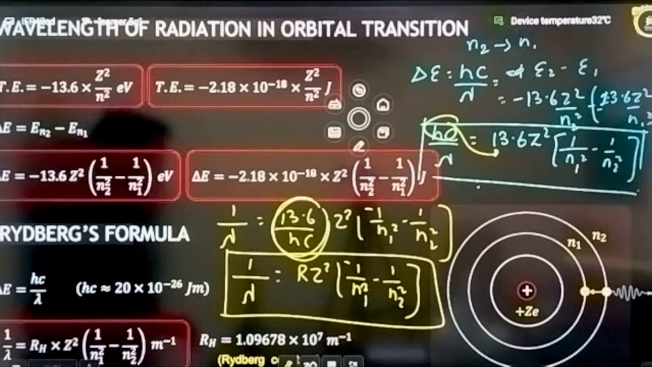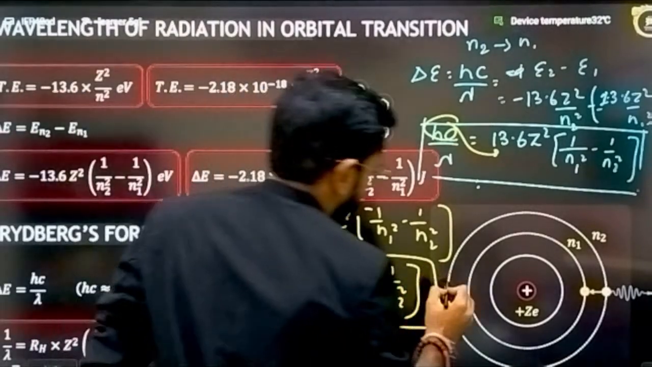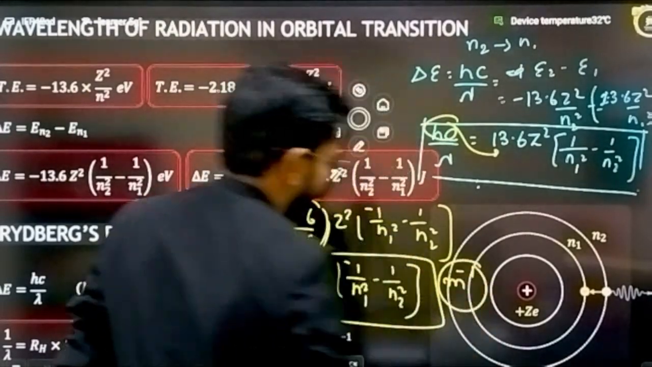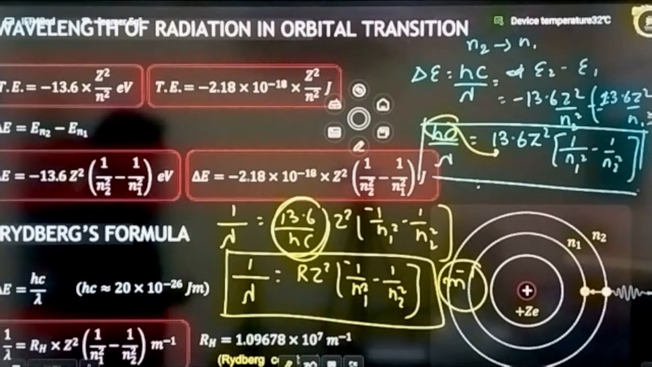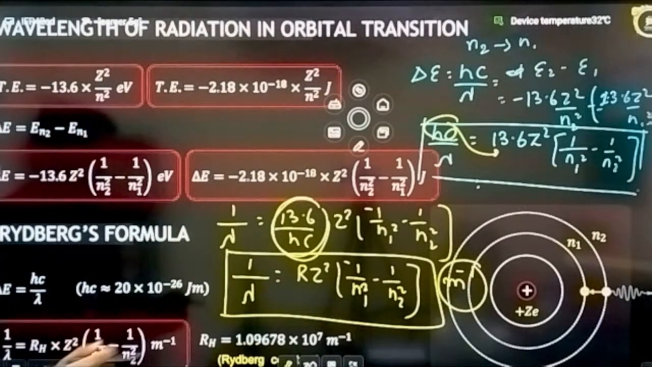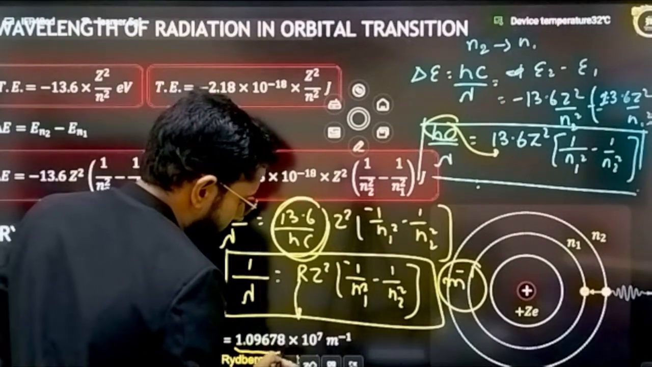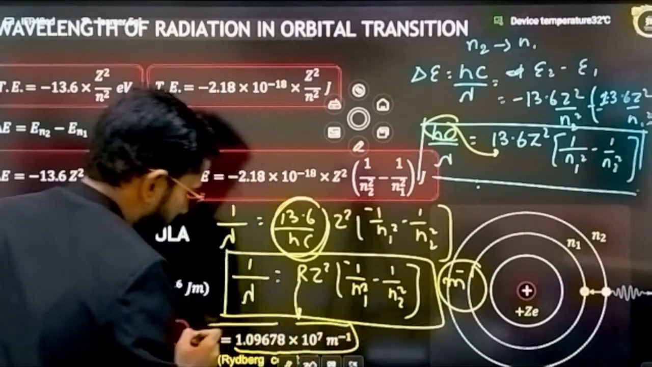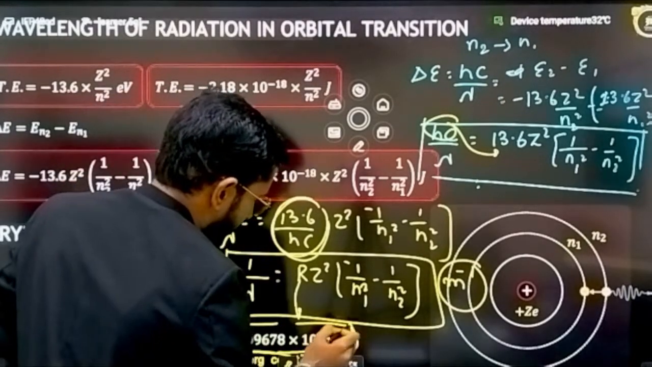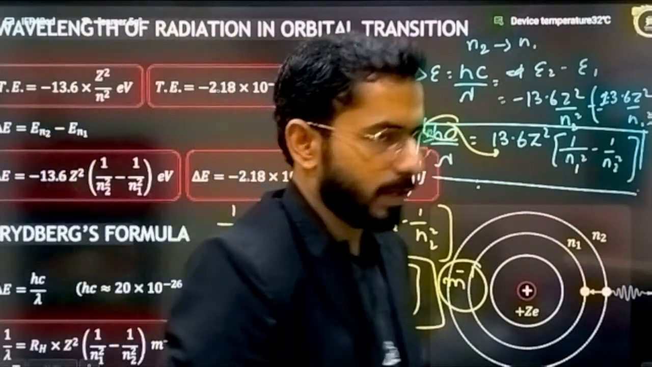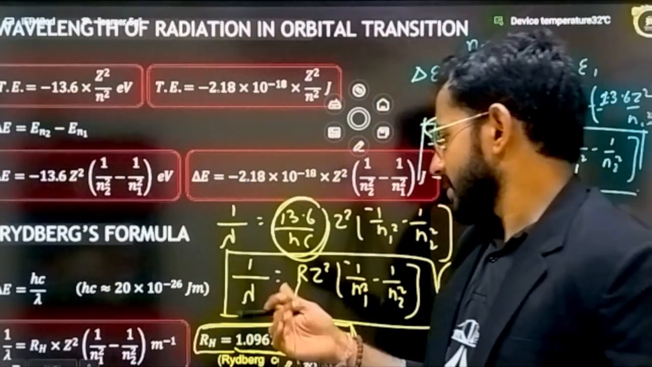Correct? And this will be calculated in standard units. It is 1 by lambda, so it will be meter inverse. When wavelength is calculated, it will be calculated in meter. About the Rydberg constant, what is the value? 1.096 into 10 power 7. This is an important value that you have to remember. Rydberg constant is 1.09 into 10 power 7.